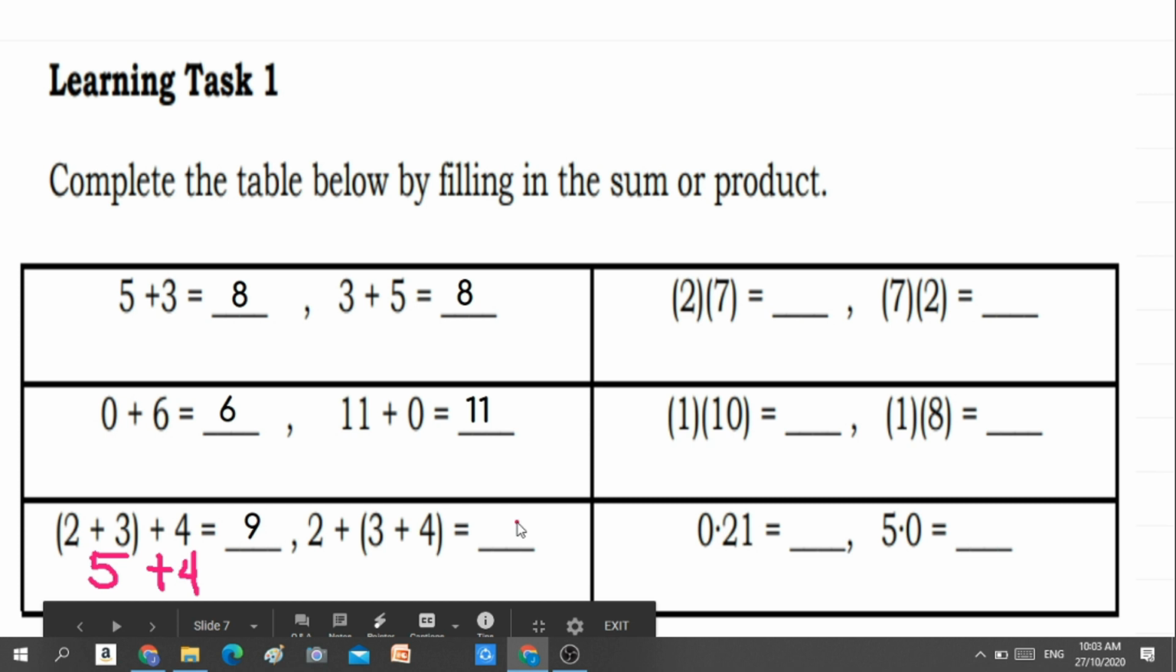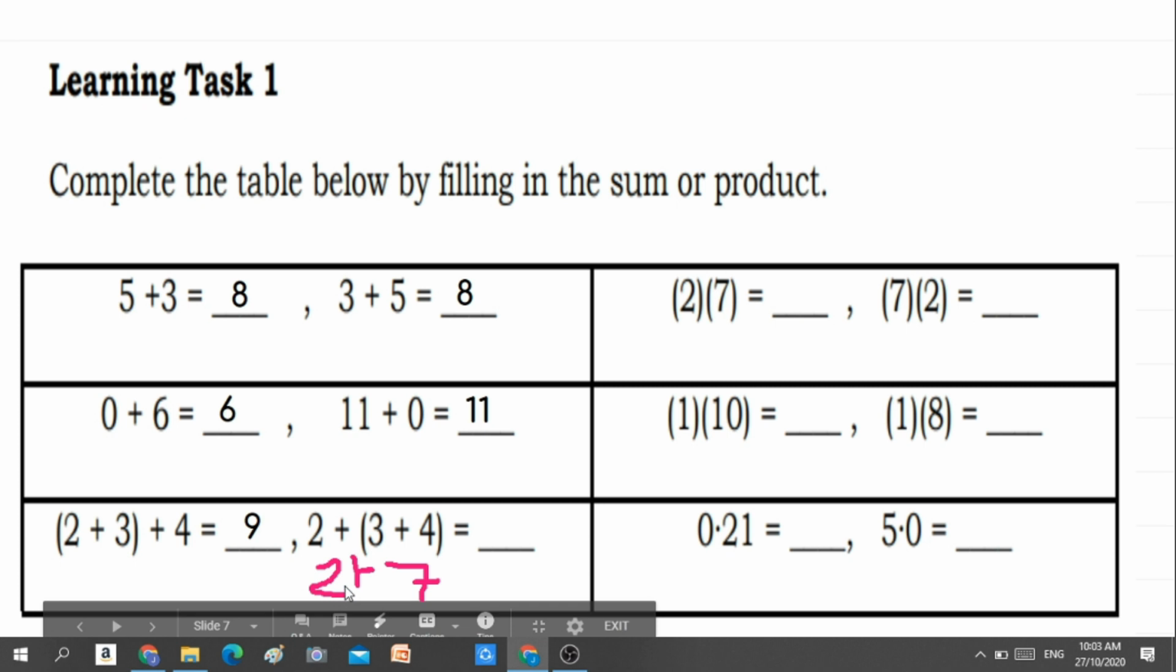Next is yung kabila naman. Ang nasa loob naman ng parenthesis ay yung 3 at saka yung 4. So, what's 3 plus 4? So, that's 7. Plus 2, still, pareho ng sagot, we have 9. Okay? Ang nabago lang dito ay yung groupings. But still, we come up with the same answer.